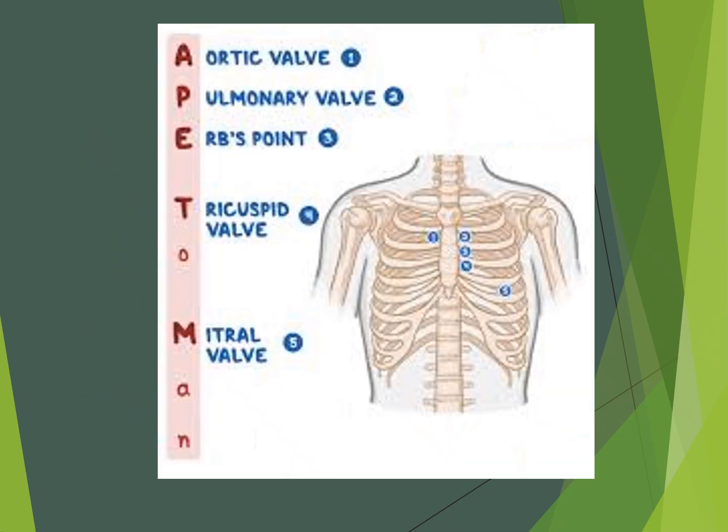The mnemonic APE TO MAN is an easy way to remember the 5 points for cardiac auscultation. Starting with the aortic valve at the second intercostal space, right sternal border, then the pulmonary valve at the second intercostal space, left sternal border, moving down 1 intercostal space to Erb's point, moving down 1 more intercostal space to the 4th intercostal space on the left sternal border for the tricuspid valve, and finally at the 5th intercostal space, midclavicular line on the right side would be where you would auscultate the mitral valve.